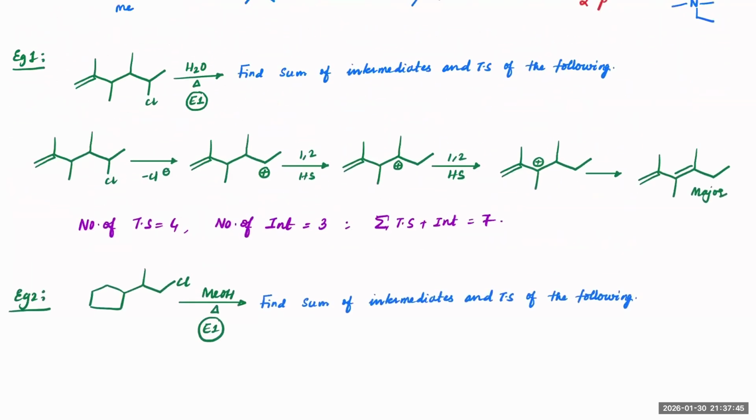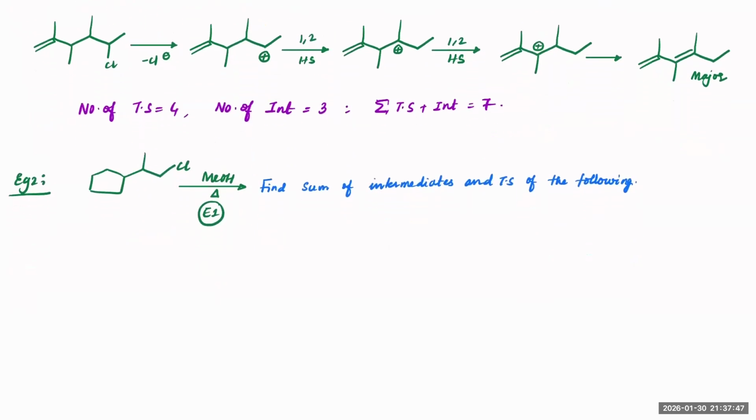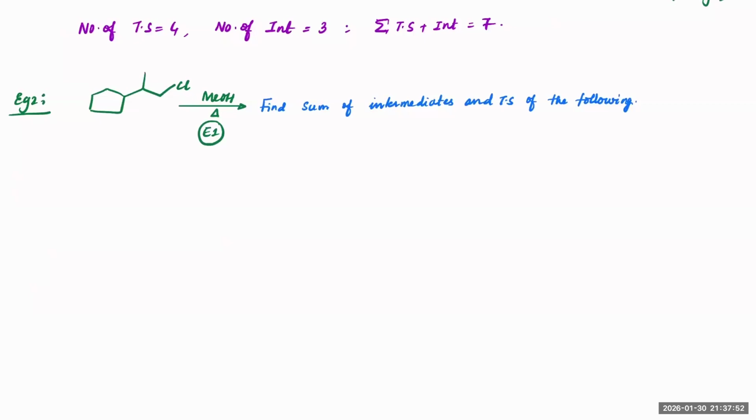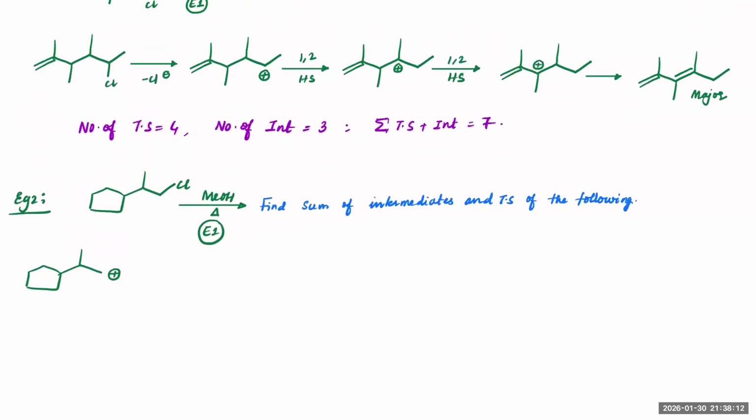And with the above question, see the next one. How can we start? Again, remove that chlorine from here. As we remove the chlorine, you will get the stable intermediate as the first intermediate, right? So this is the carbocation formation here. From here to here, this is the first arrow.